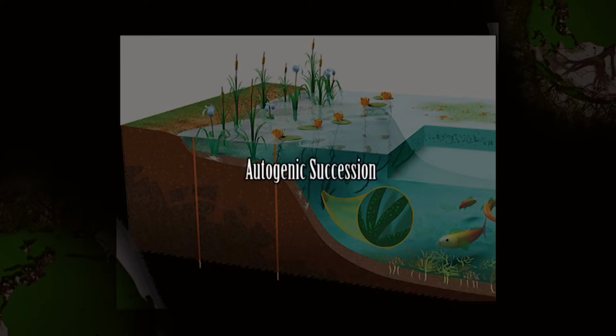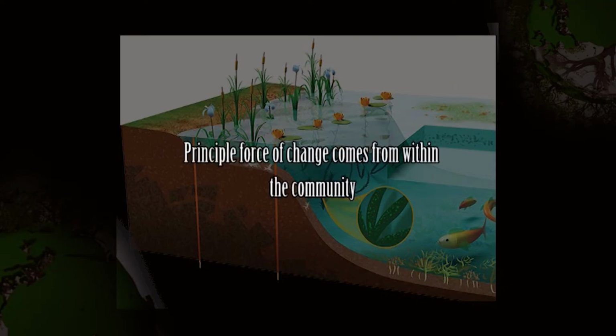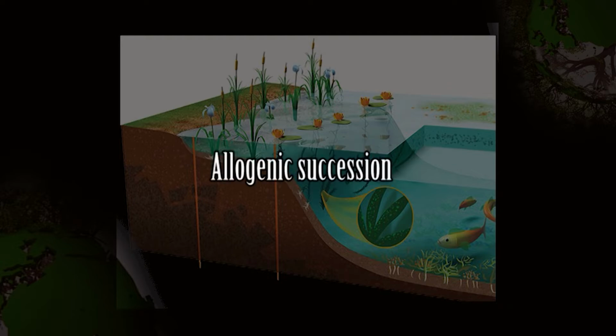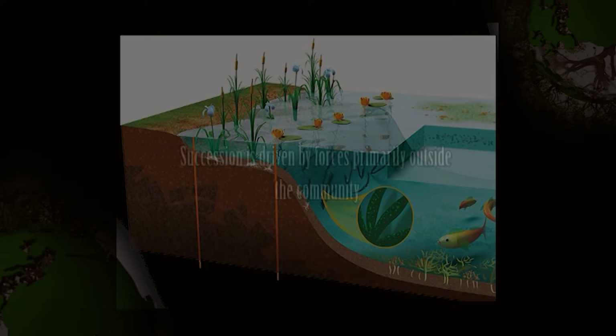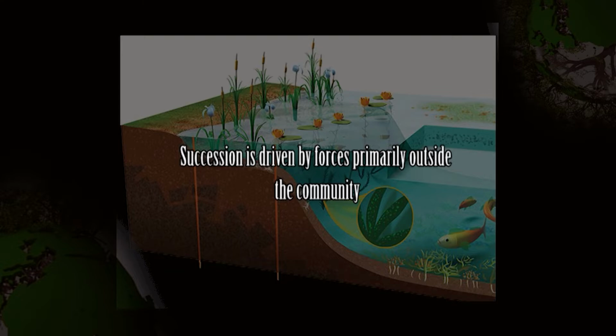The third type is autogenic succession. After the succession has begun, in most cases, it is the community itself which, as a result of its reactions with the environment, modifies its own environment and thus causes its own replacement by new communities. That means the principal force of change comes from within the community. Another type is allogenic succession. In some cases, replacement of one community by another is largely due to forces other than the effects of communities on the environment. That is, succession is driven by forces primarily outside the community.